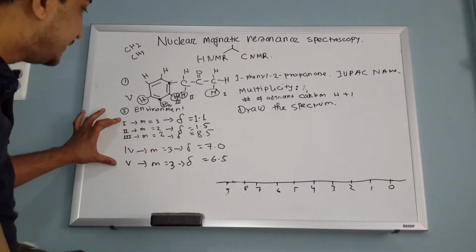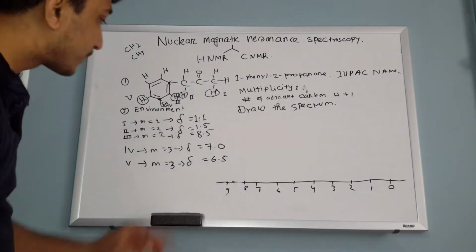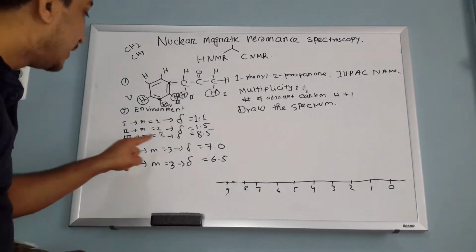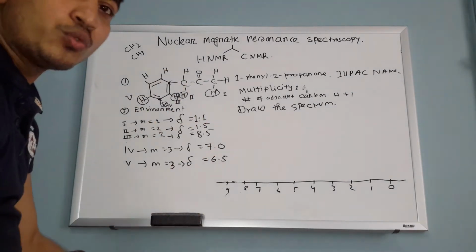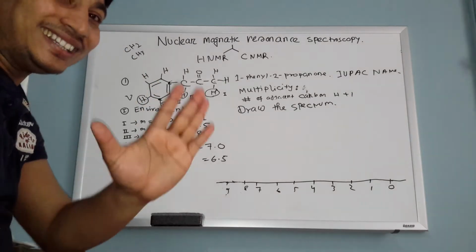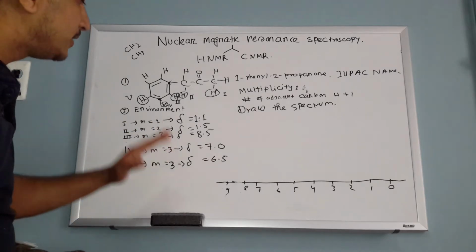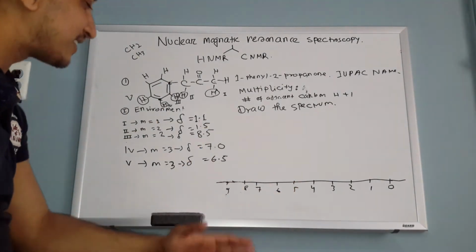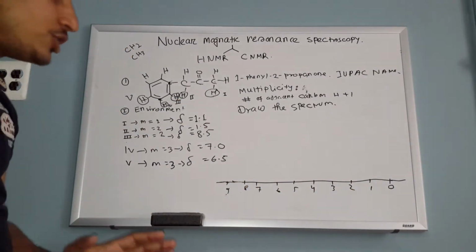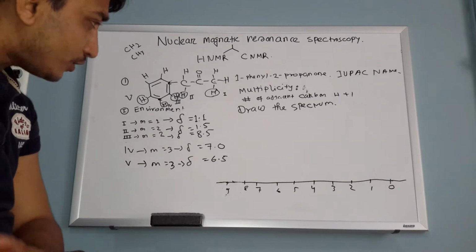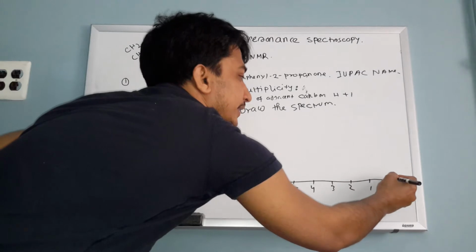You have been given the multiplicity. Multiplicity 1 is called singlet, 2 is called doublet, 3 is called triplet. If it is 4, it is called quartet. 5 is called pentet or hex, whatever. Singlet, doublet, triplet, quartet. Then you can figure out the spectrum. You can draw the picture of how your peak is going to be. Always remember your 0 is going to be the small peak like that.